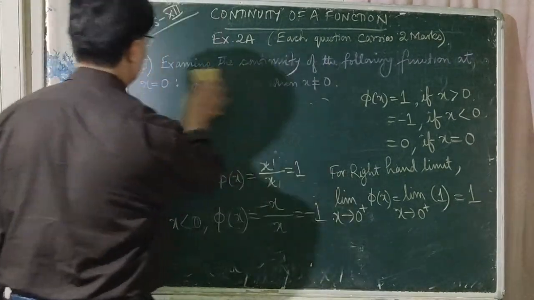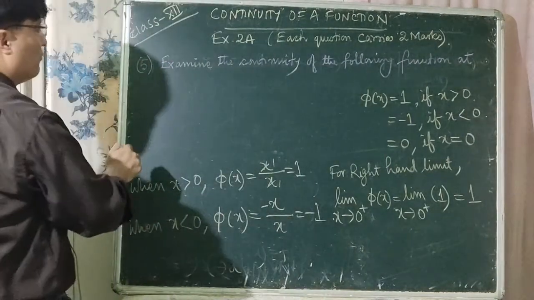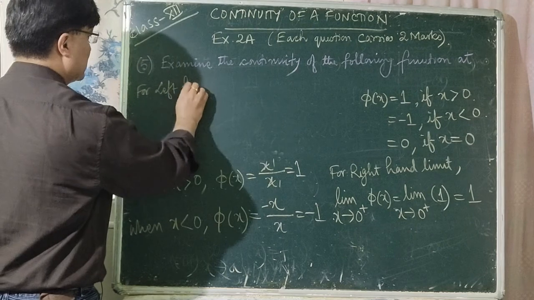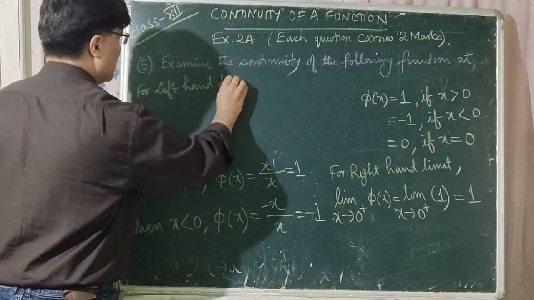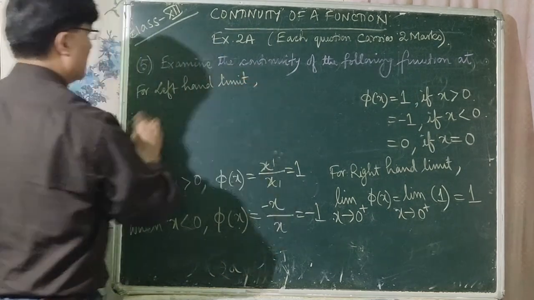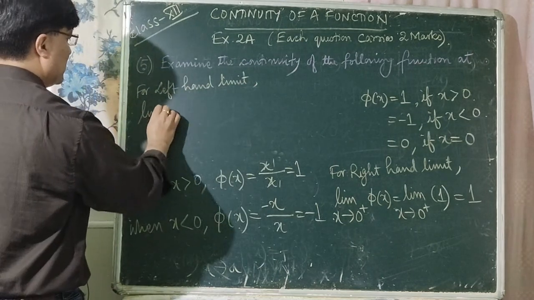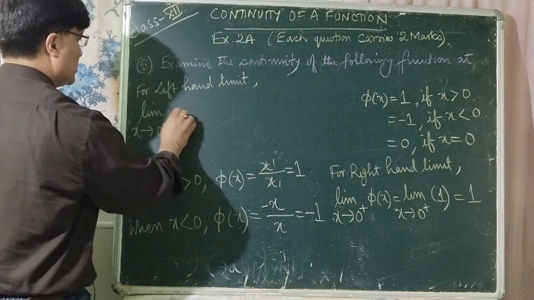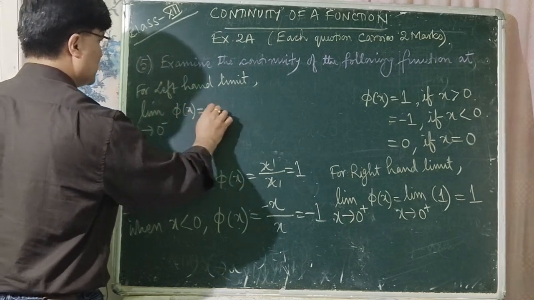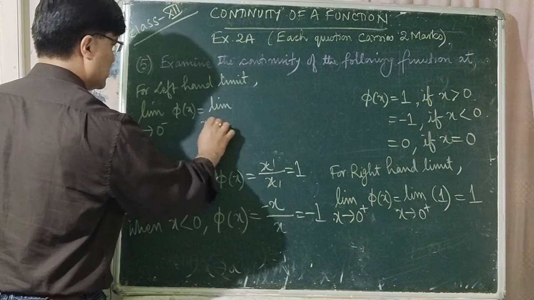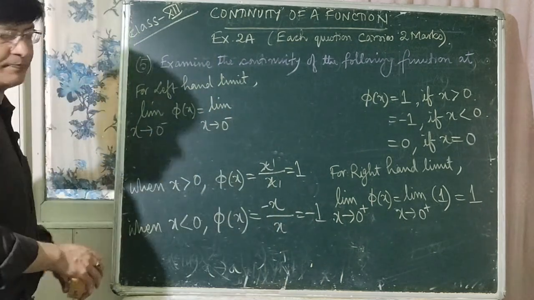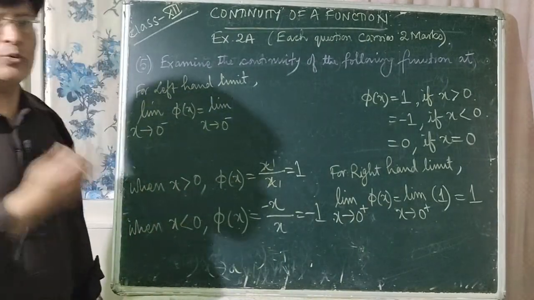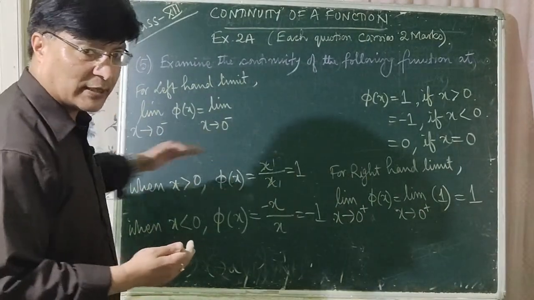Next one, for left hand limit, how will you write down left hand limit? Limit x tends to 0 minus phi of x is equal to limit x tends to 0 minus. So what is meant by x tends to 0 minus? X is approaching towards 0 from which side? From the left hand side.